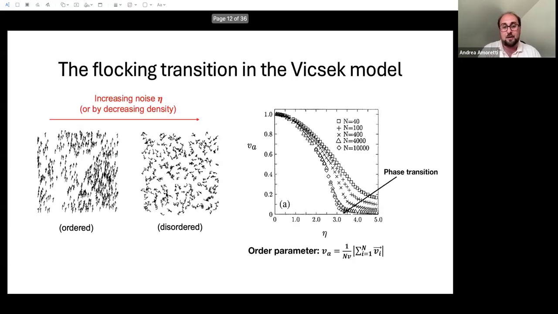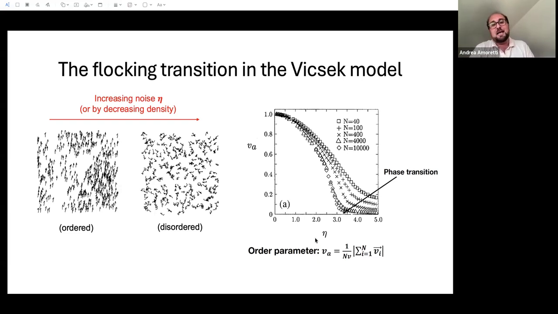And if you do that, what you find here is some schematic order, mostly in two dimensions. As you see, if you are at low noise or at high density, the boids tend to align their velocity. If you increase the noise or lower the density, the velocity distribution is just random. Okay, and so the order parameter of your system is indeed the modulus of the average velocity of the birds.